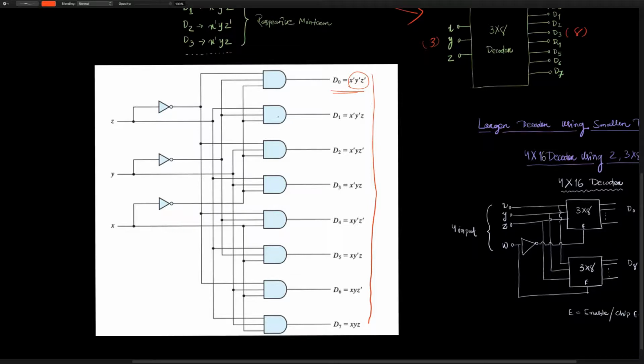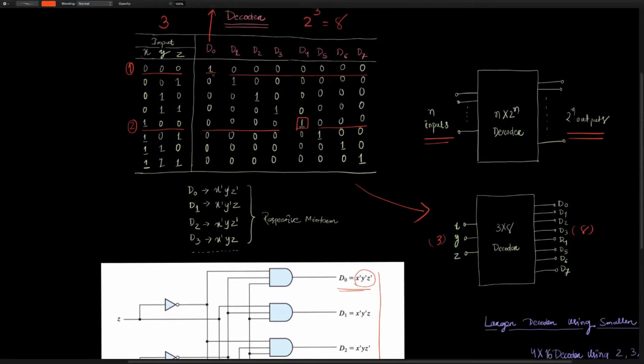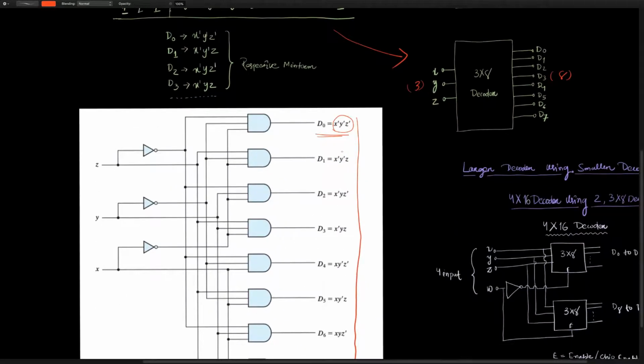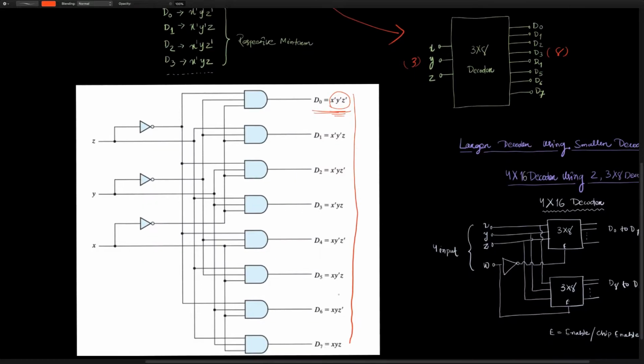Now there is no need to add other outputs. Like for this particular function, if you consider these as inputs and this as a function, you'll get the function as x dash, y dash, and z dash. And that's exactly what the min term is all about. So you can implement this accordingly.